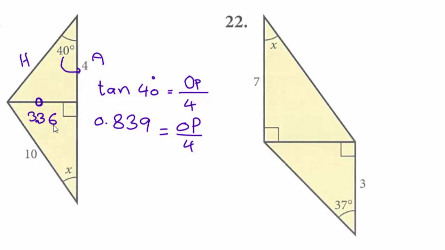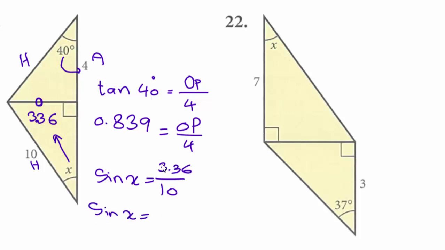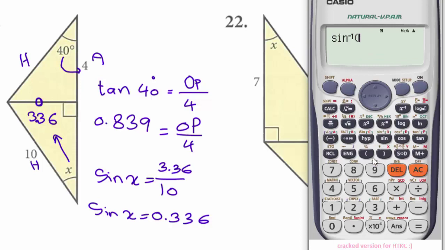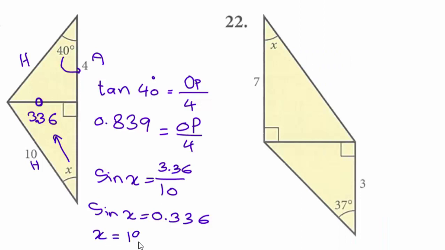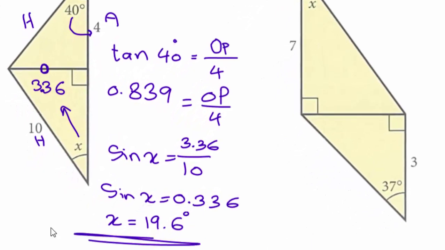Now for angle X, we have the opposite and we have the hypotenuse. Using sine, we can find X. Sine of X is equal to the opposite, which is 3.36, divided by hypotenuse, which is 10. Then sine of X, it's clear that it will be equal to 0.336. Whenever you divide a number by 10, one more number goes after the decimal point, 0.336. Now, sine inverse of which angle is equal to 0.336? This is 19.63. So angle X is 19.6 degrees. We got X.